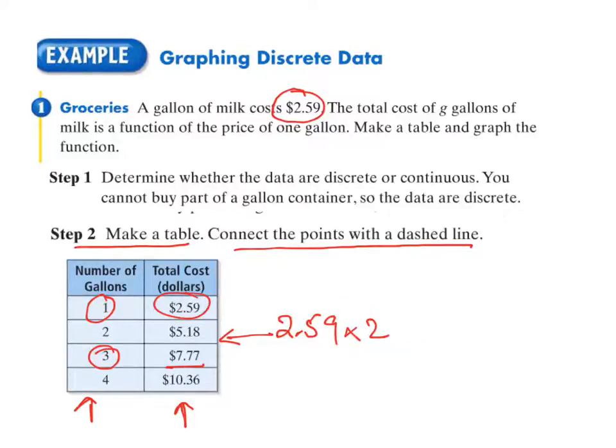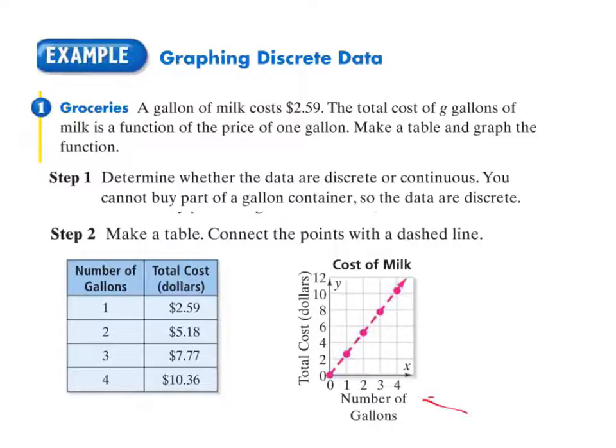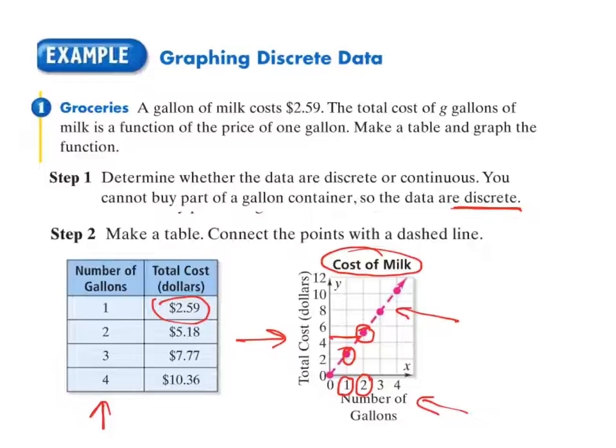Now let's draw the graph of this. Let's put the number of gallons on the x-axis and the total cost in dollars on the y-axis. This graph is about the cost of milk. So for 1 gallon, the cost is $2.59. That's the point. For 2 gallons, 5.18, approximately over here, and so on. Because the data is discrete, how will we connect the points? With a dotted line. You see the dotted line over there. So this is how you would graph the cost of milk in this problem.